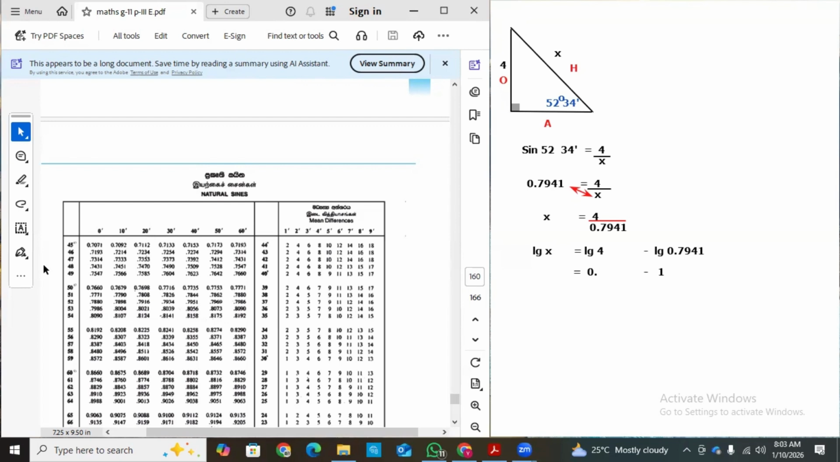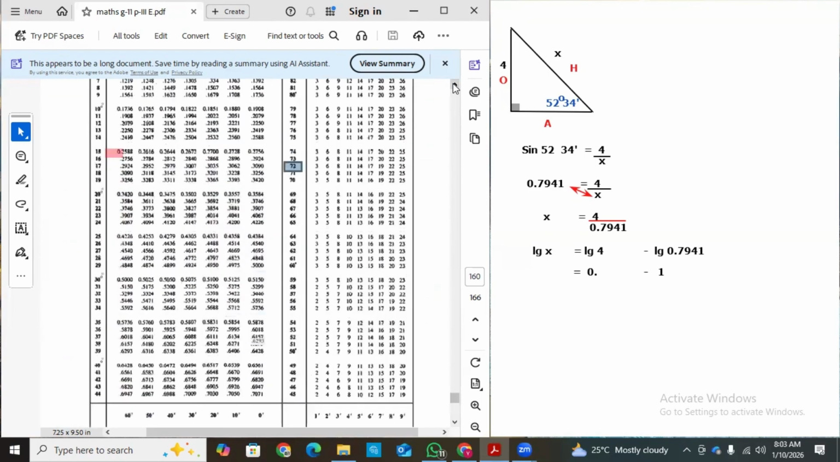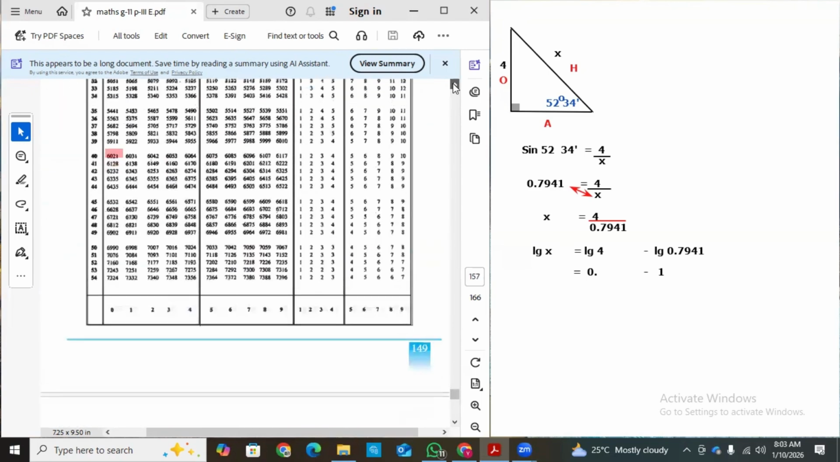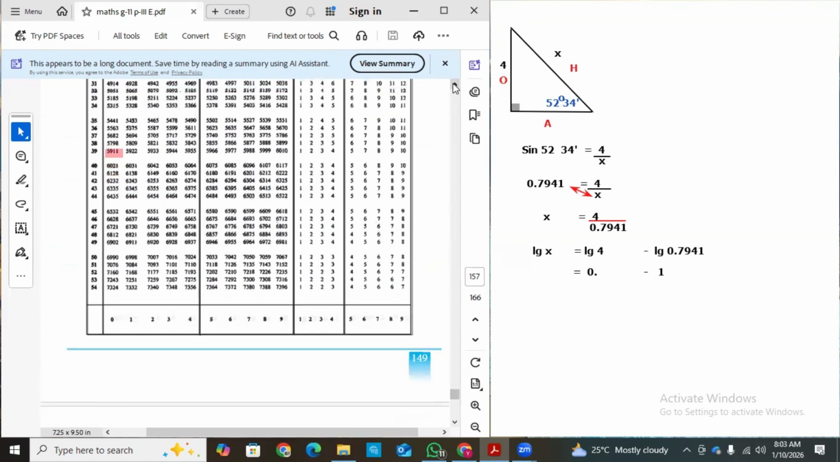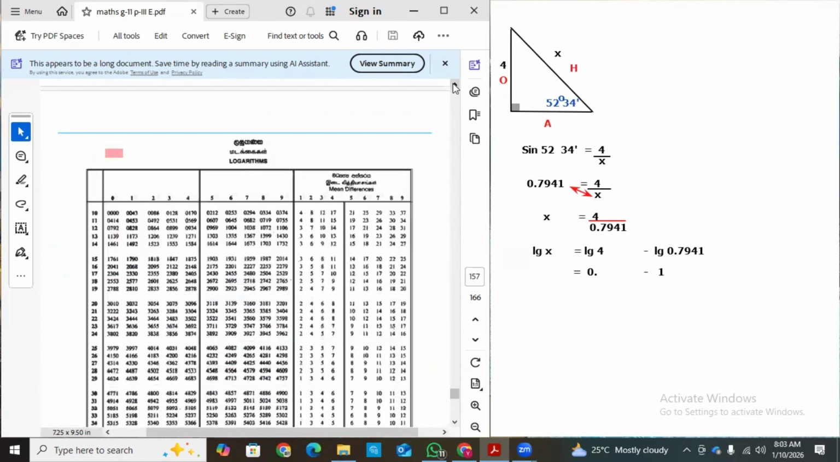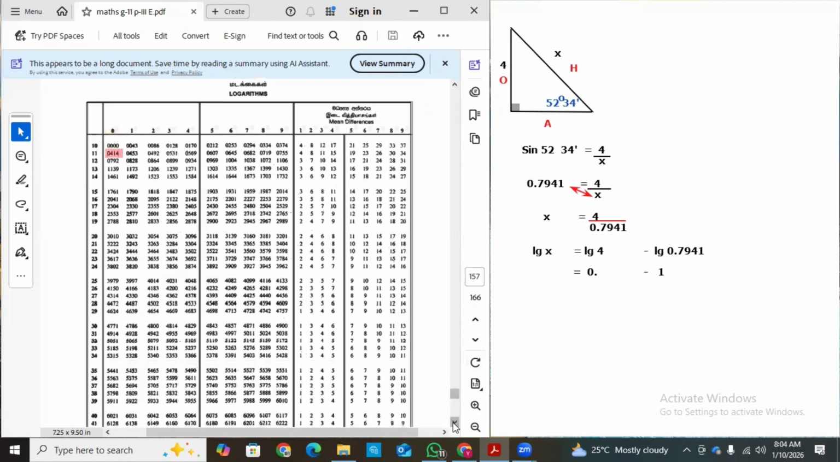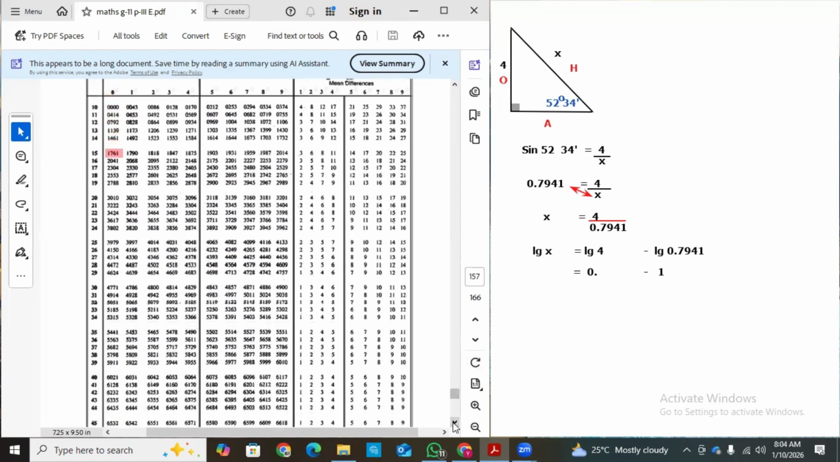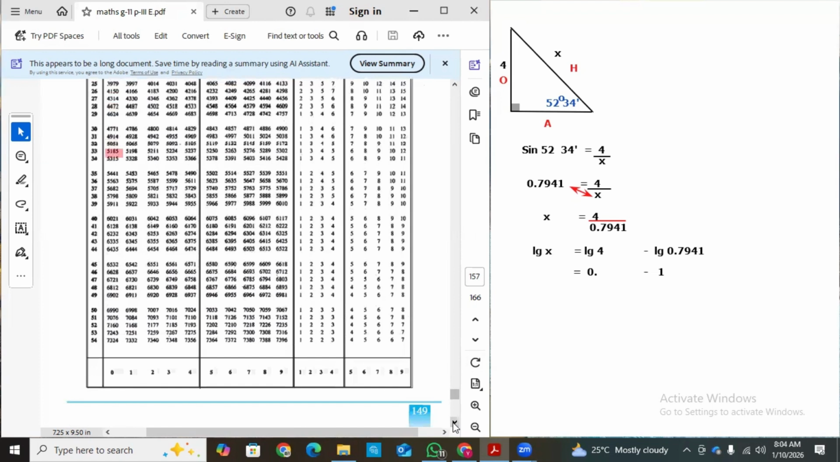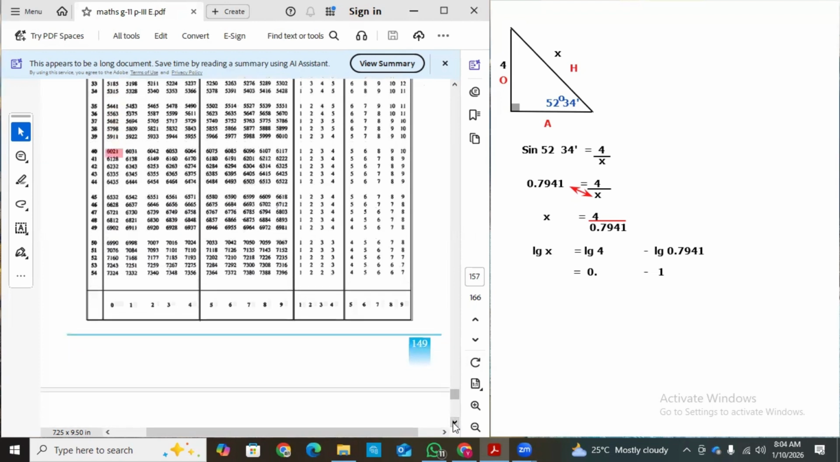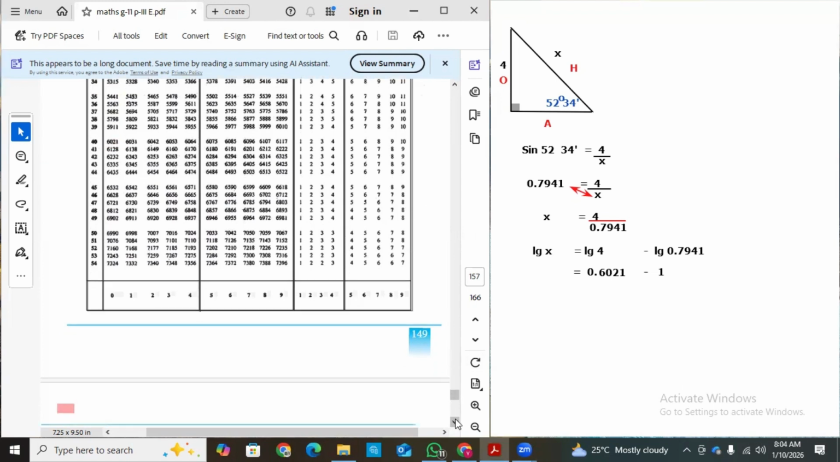Okay, and now we'll try to find out the log 4. So log 4 means you all can see it's 60, 21. That's very easy to find out here. Log 4. Yes, 60, 21. So we'll place that one here. 60, 21. And log 79. Now the next one, 79, 41. That's a little bit tricky, but easy to find.